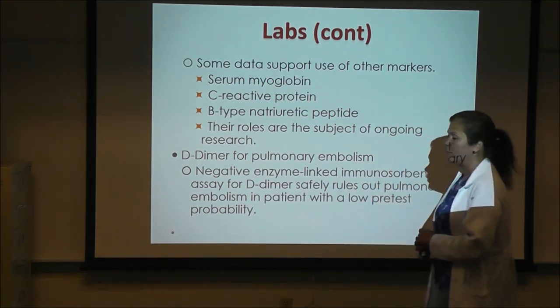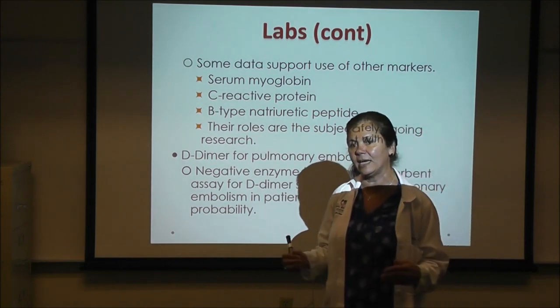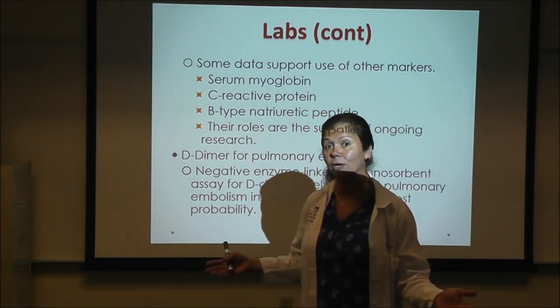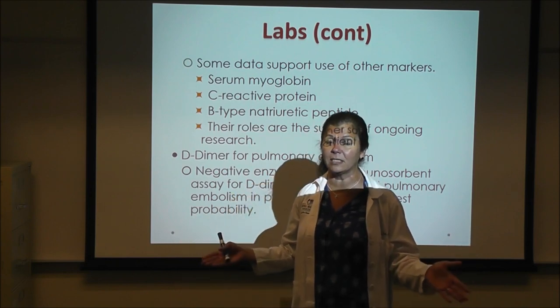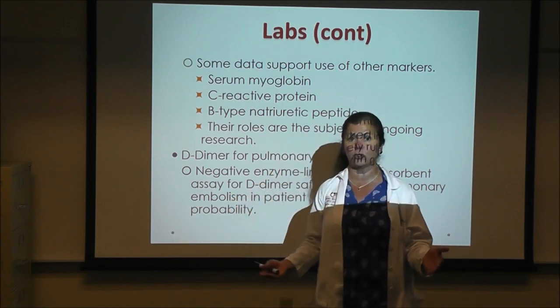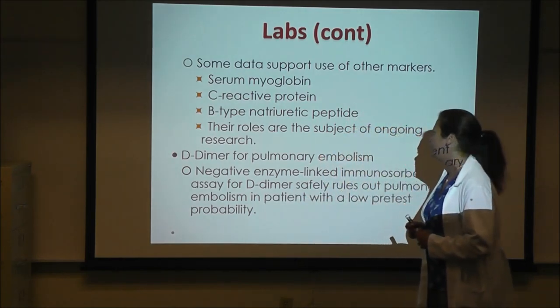D-dimer. Remember, it's also a sensitive factor. It's just saying that the inflammatory cascade has activated the coagulation cascade. It only tells you that there's a high possibility of a thromboembolic event, but it's not a specific factor. We're going to discuss in pulmonary how to diagnose and treat pulmonary embolism.